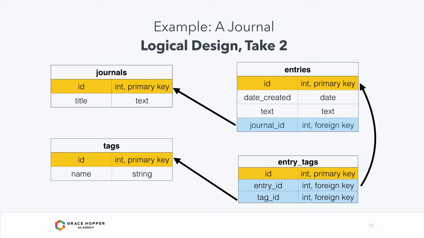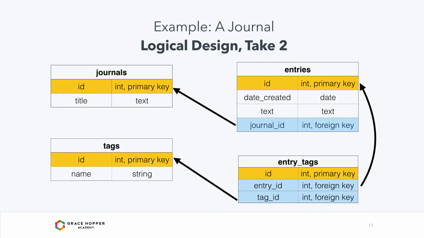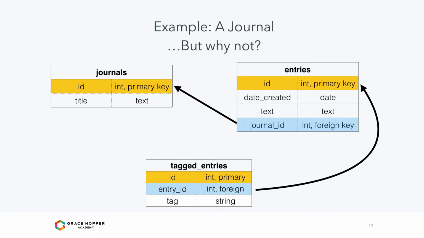Okay, and then we already talked about this, so, oh yeah, but actually why not do this? Instead of having a separate tags table that relates a string tag to an ID, why not just say we have tagged entries that relates an entry ID to a particular string, which is a tag? It doesn't seem categorically worse, right?